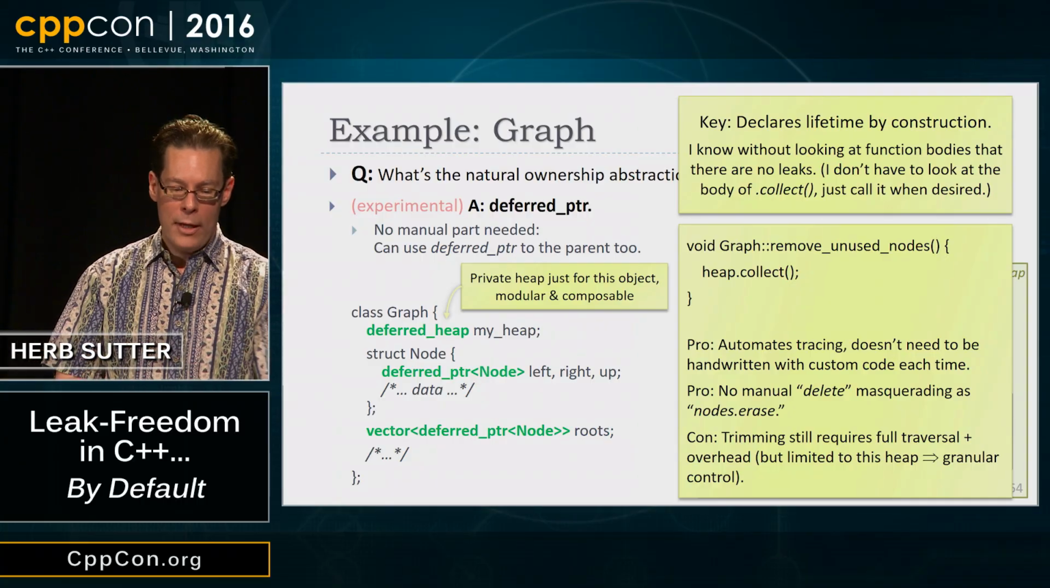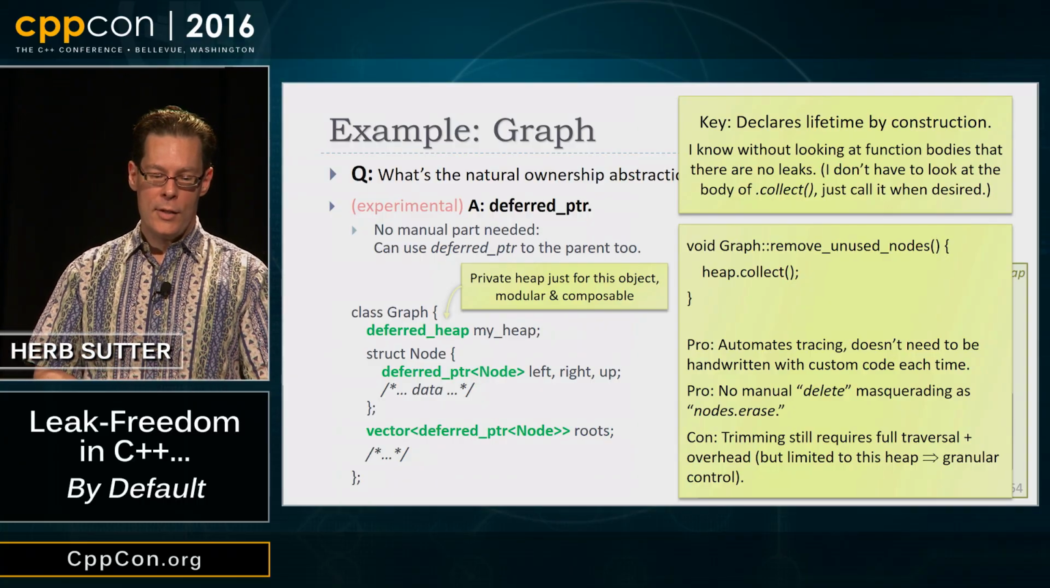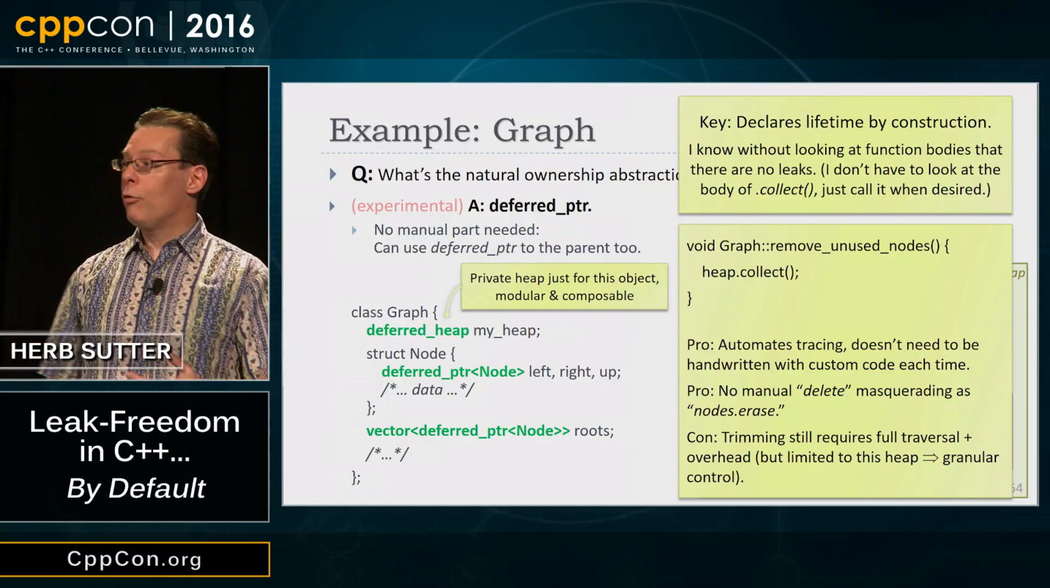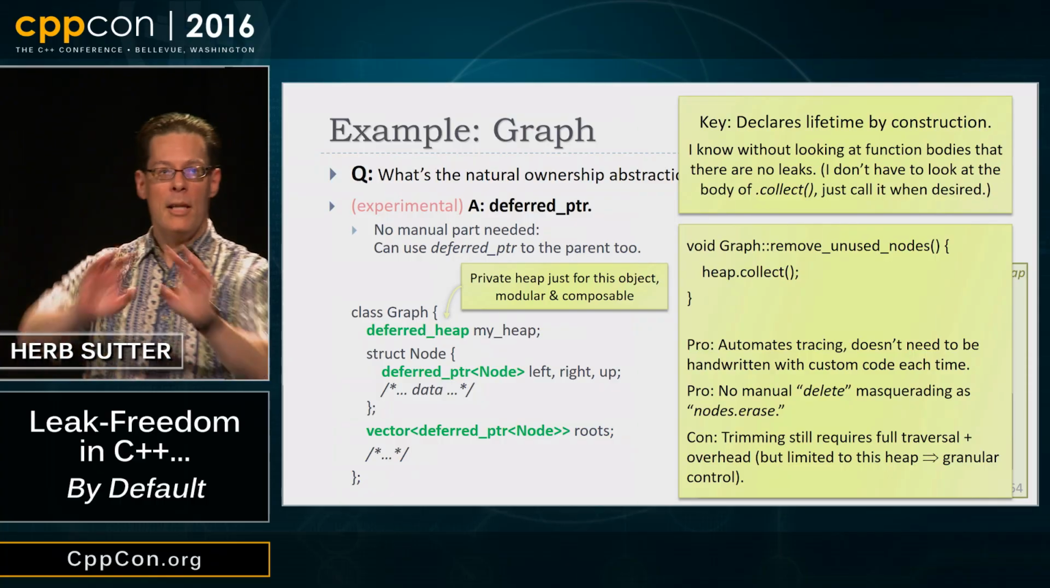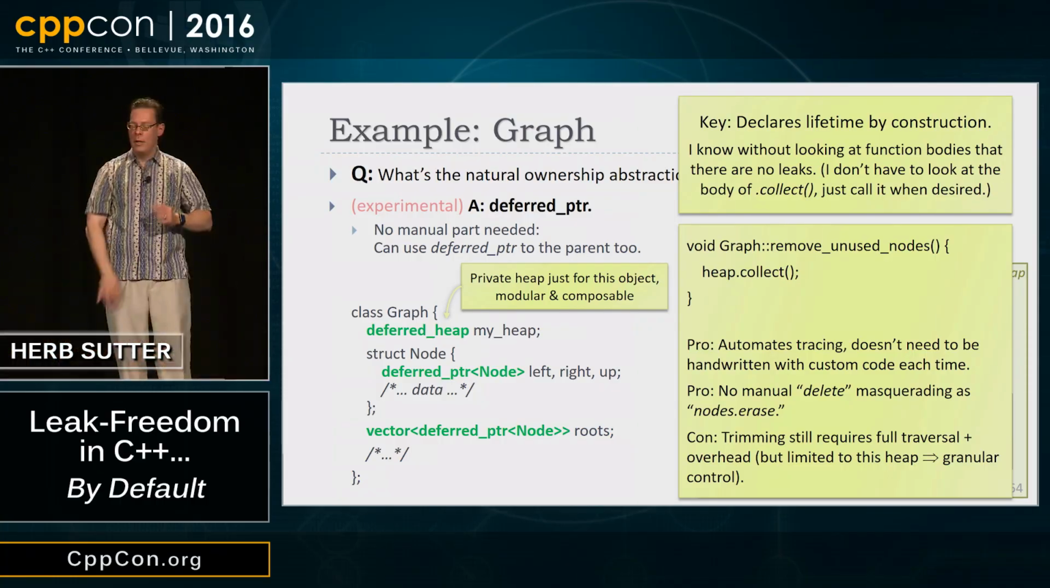Automates tracing, no manual delete masquerading as nodes.erase. But trimming still does require full traversal to determine reachability. But it's limited to this heap, so it's very granular and controllable.